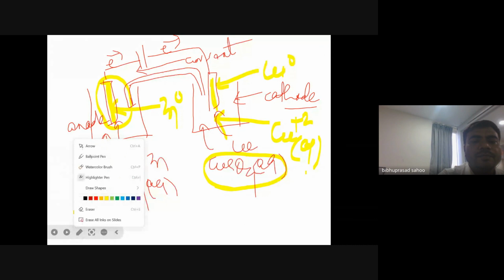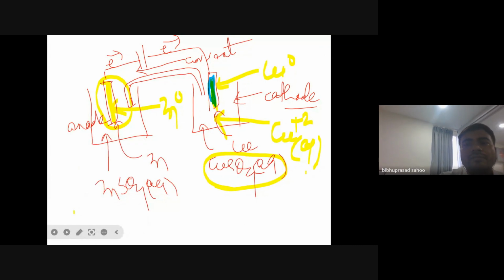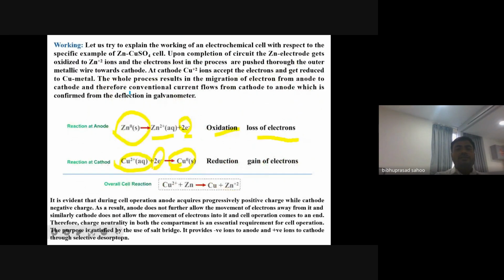Here the copper weight will gradually increase, and the zinc rod weight will gradually decrease. So it is evident that during cell operation, the anode acquires progressively positive charge while the cathode acquires negative charge. As a result, the anode does not further allow the movement of electrons away from it, and the cathode does not allow movement of electrons into it, and cell operation comes to an end. Therefore, charge neutrality in both the compartments is an essential requirement for all operations.